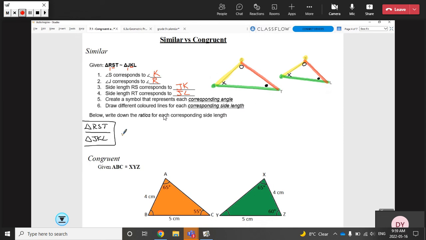So, RS, which we have as the yellow side, corresponds with JK. And that ratio is going to be equal to ST, which is the red, corresponding with KL. And lastly, if we go from T to R, that will correspond with LJ. Again, it's important that you keep one triangle on top, all the side lengths for that one, and the other triangle on the bottom.